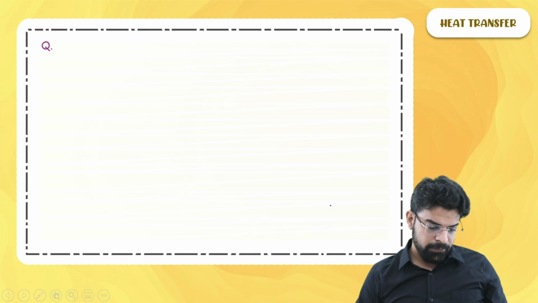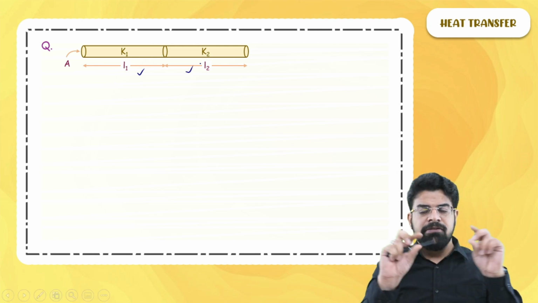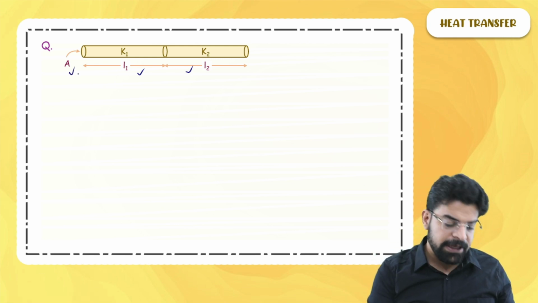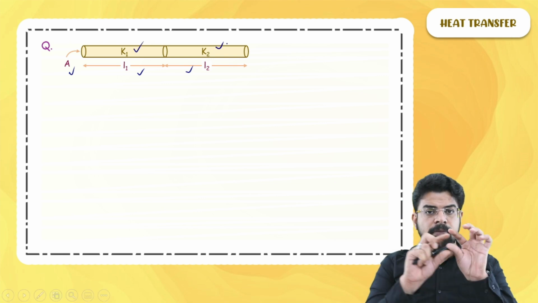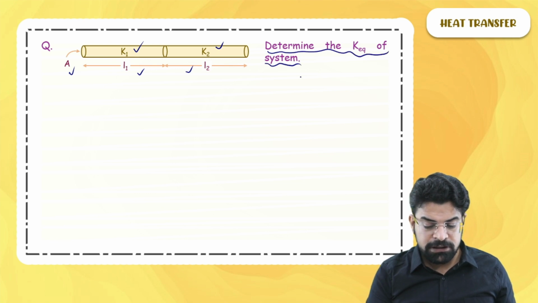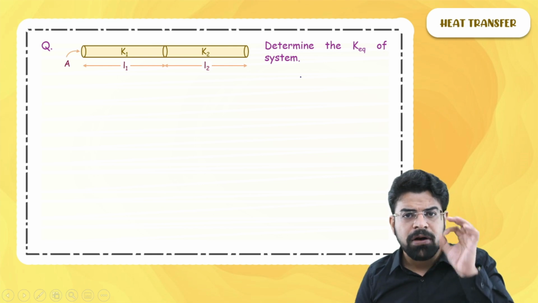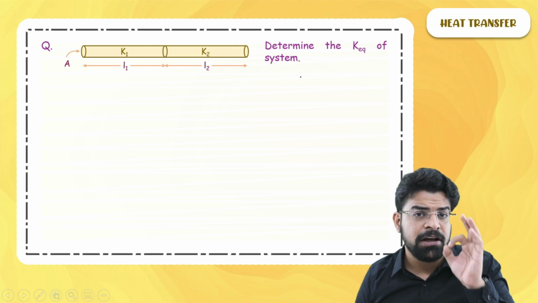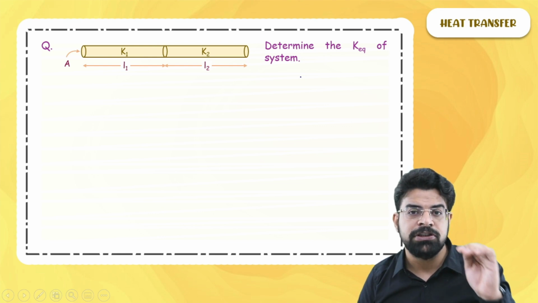Moving on. The next question is, there are two rods of length L1 and L2. They have the same cross-sectional area. They have different thermal conductivities K1 and K2 and they form a composite system. The question is, determine the K equivalent of the system. So removing these two rods, if I place a single rod, what has to be its equivalent thermal conductivity so that it acts like the composite system of these two rods?